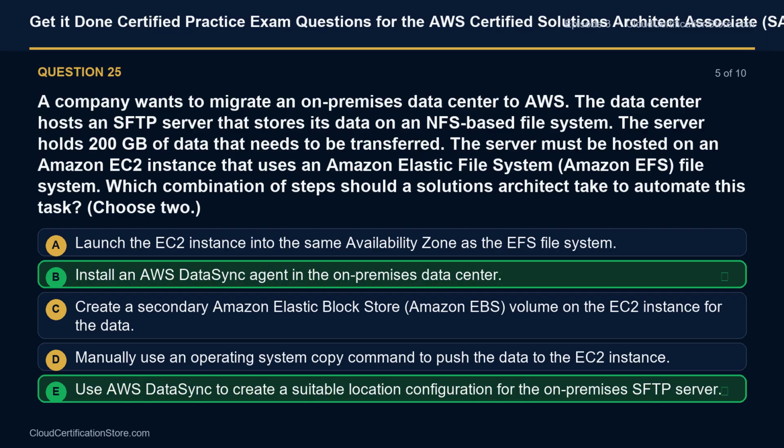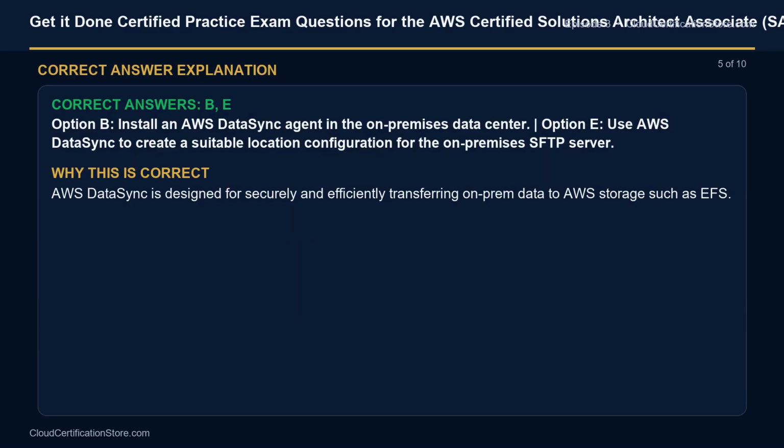The correct answers are B and E. Option B. Install an AWS DataSync agent in the on-premises data center. Option E. Use AWS DataSync to create a suitable location configuration for the on-premises SFTP server. Explanation: AWS DataSync is designed for securely and efficiently transferring on-prem data to AWS storage such as EFS.